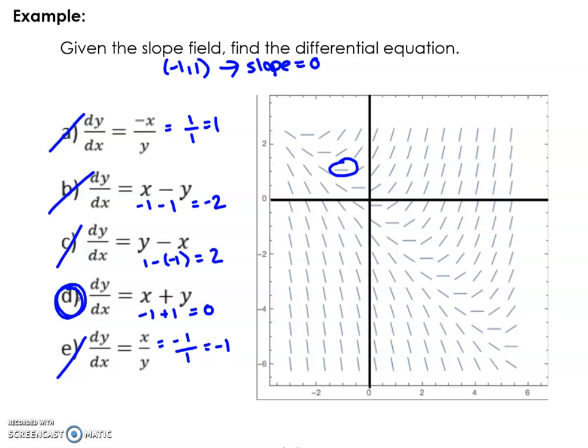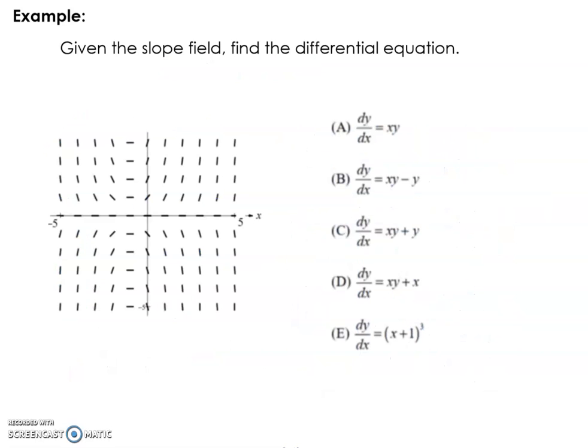Okay, so we're picking a point, we're plugging it in, and we're seeing what the slope is equal to, if it matches the slope of the slope field. Okay, another example, same type of idea.